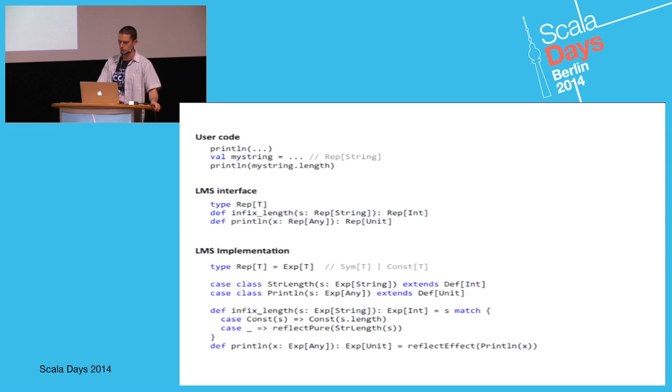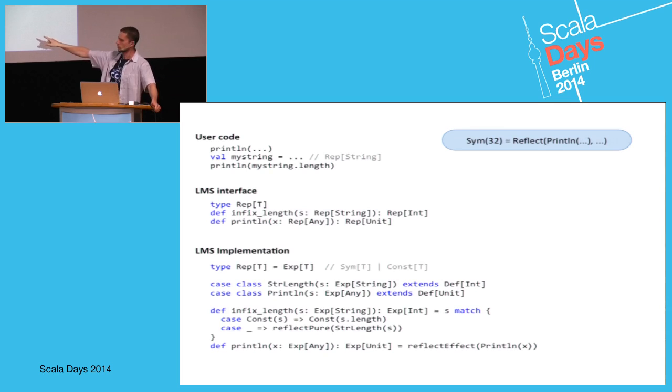Let's go through what happens when we execute this code. First we execute the println statement, and it will invoke the println method at the bottom. Here we have this reflectEffect call. This is an internal API call which says, okay, we have a statement that has some side effect here. What will happen is we create this reflect print node at the top, and we assign it a fresh symbol, right? So this becomes a node in our IR graph. The second statement will compute myString. The result will also get a fresh symbol here.